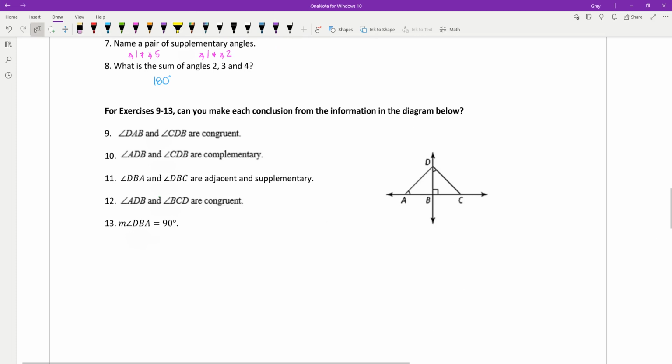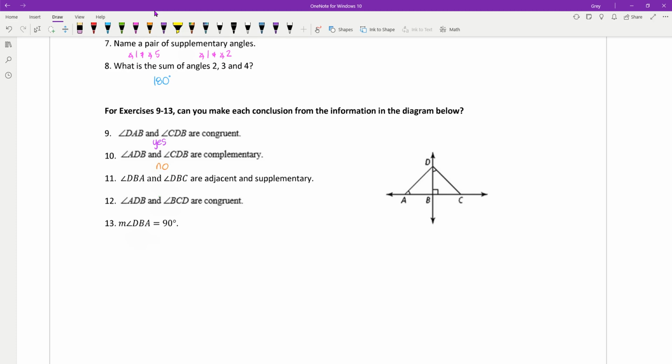Okay? All right. Next, can you make each conclusion from the information in the diagram below? Angle DAB is right here, and CDB is right here. Can we conclude they are congruent? And we can because they both have that one line showing those angles are congruent. All right, this time it's asking us if angle ADB, which is this angle here, and CDB, which is this angle here, are they complementary? Well, we don't have any kind of right angle symbol, and we don't know anything about the numbers, so that would be a no.